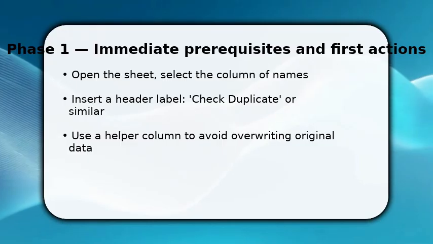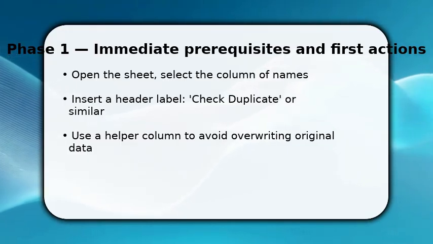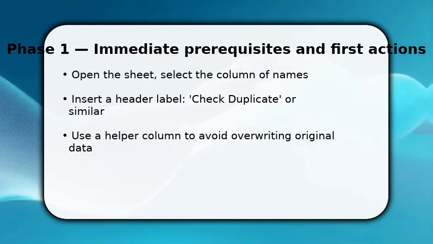You begin by selecting the column that holds names. Make sure there's a clear header. In a new helper column, enter a formula that flags duplicates so you preserve original data.